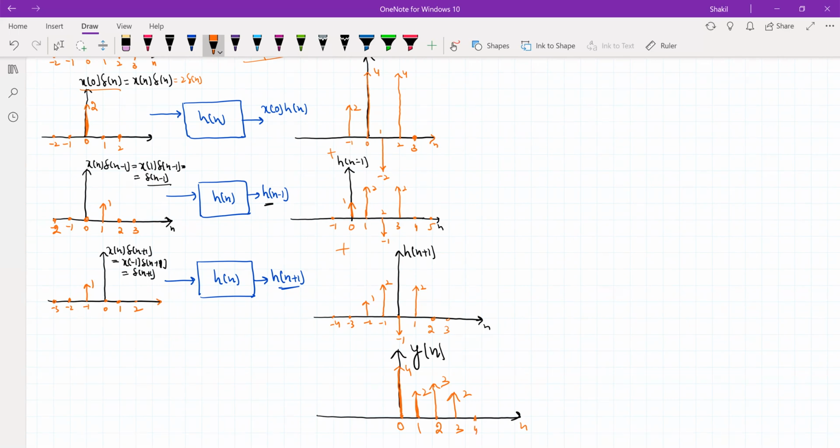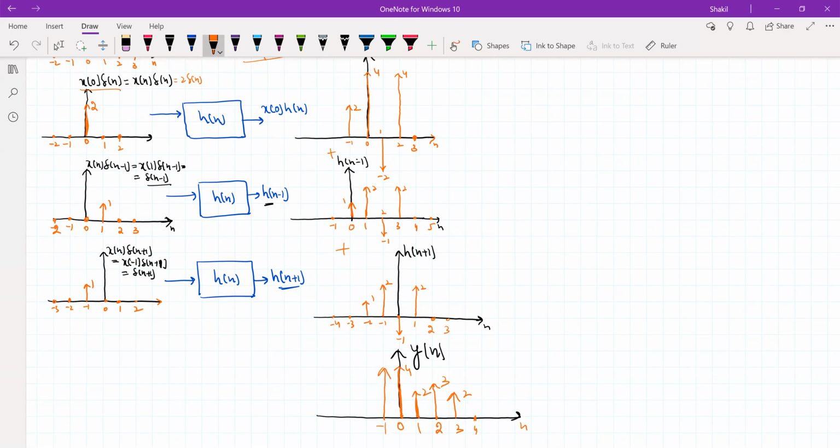So next, what we do at n equal to 3, this is 0, at n equal to 4, this is 0, this is 0, this is 0. So you can say the rest of the samples are 0. Now at n equal to minus 1, the value is 2 here. At n equal to minus 1, the value is 0. At n equal to minus 1, the value is 2. So 2 plus 2 is 4.